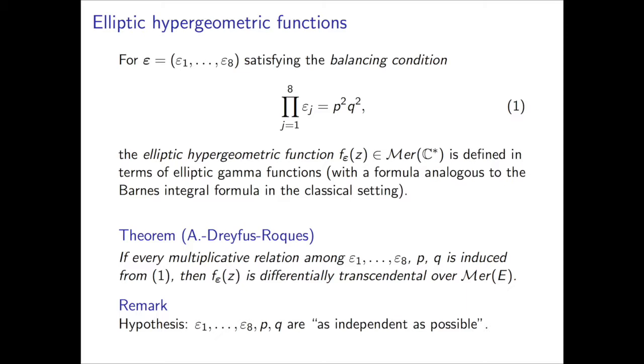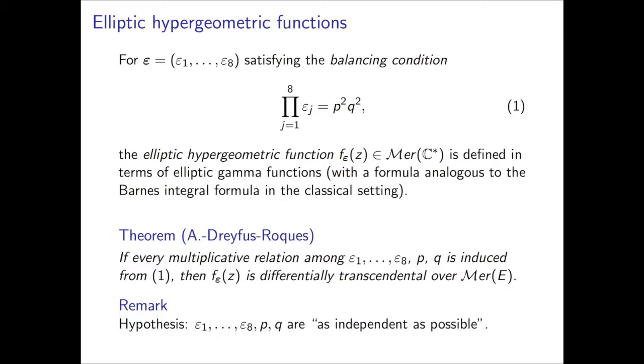Okay, and here's what I'm skipping in the formula because it's big and I don't even know how to read it. But the point is that the formula defining exactly what the hypergeometric functions are in the elliptic setting is analogous to the more classical Barnes integral formula doing the same for the classical hypergeometric functions. So there's an explicit expression for them.